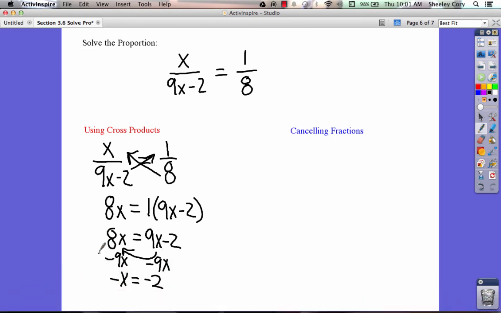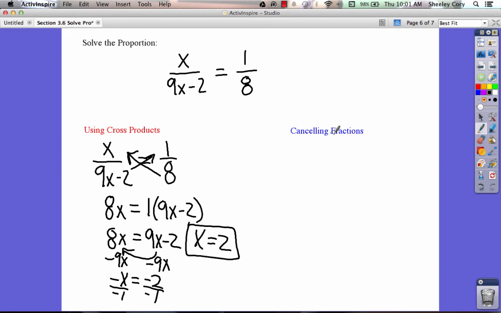Just like we did on the previous, we're going to divide by negative 1, divide by negative 1. When I divide negative negative, it's going to make a positive. Negative negative here is going to make a positive, so it's going to be x equal 2 for an answer.